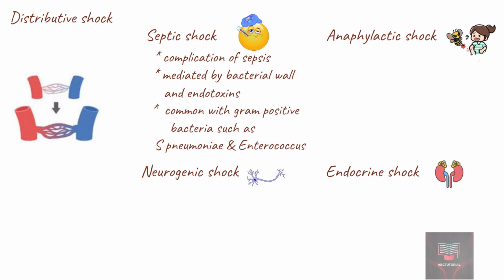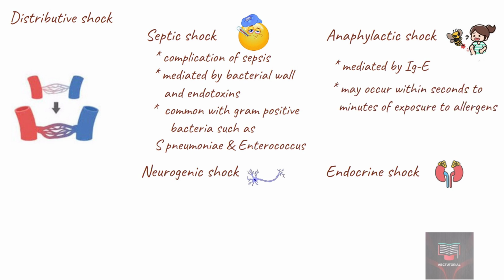Anaphylactic shock is a clinical syndrome of severe hypersensitivity reaction mediated by immunoglobulin E, resulting in cardiovascular collapse and respiratory distress. The immediate hypersensitivity reactions can occur within seconds to minutes after exposure to allergens such as drugs, food substances such as peanuts, insect stings, and latex.